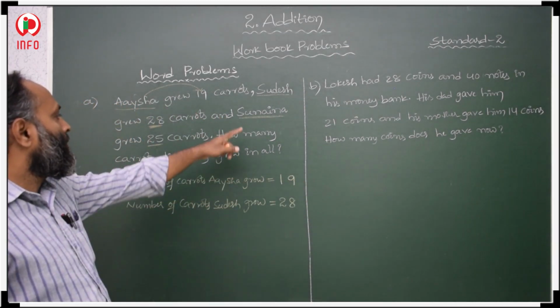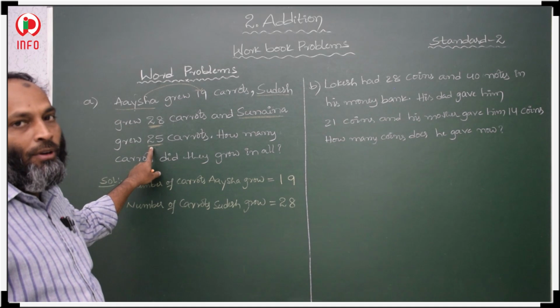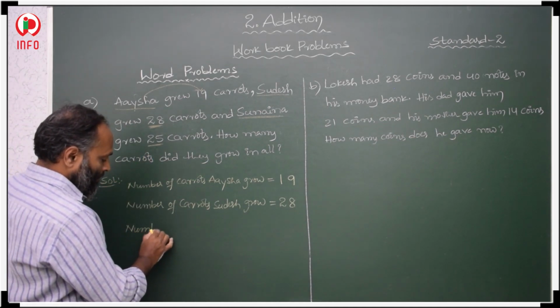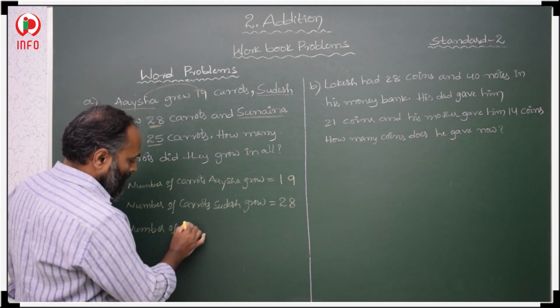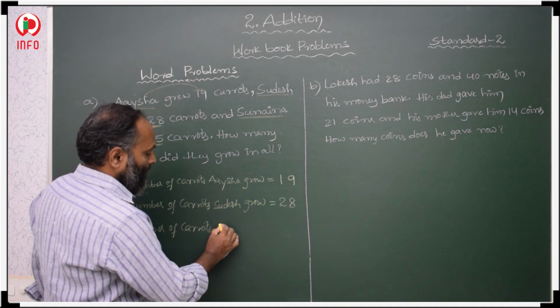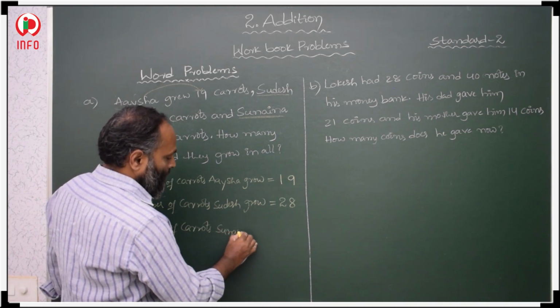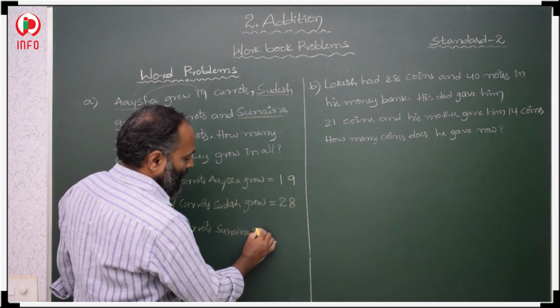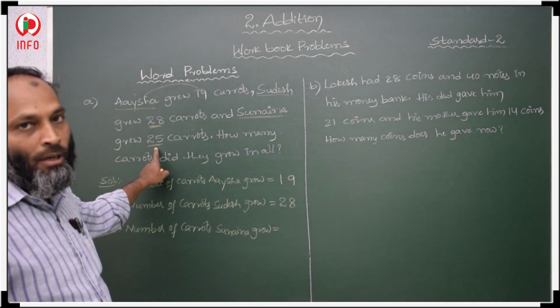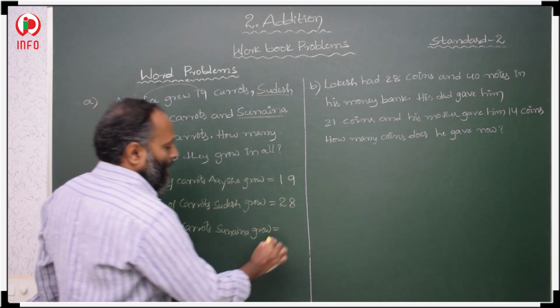Then Sunaina, how many carrots? 25 carrots. Then number of carrots, Sunaina. Sunaina grew how many carrots? 25 carrots.